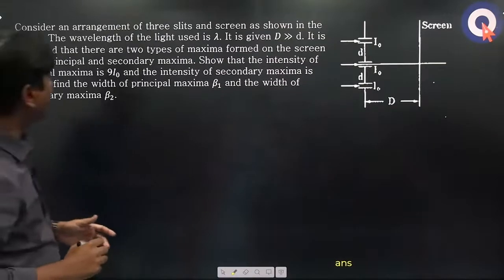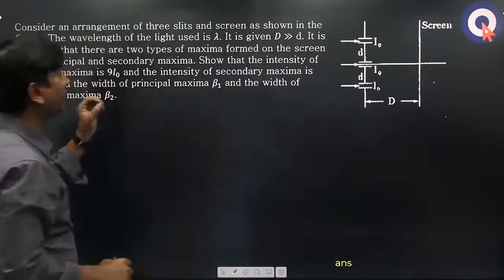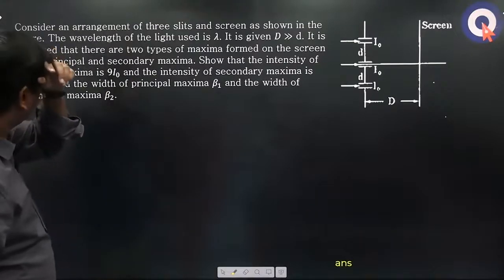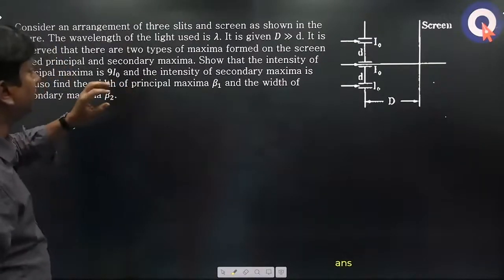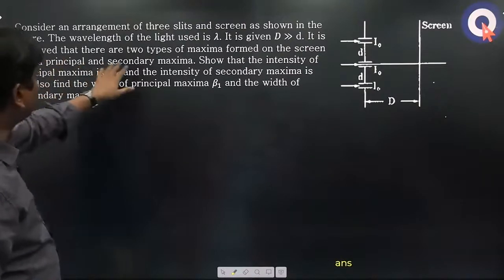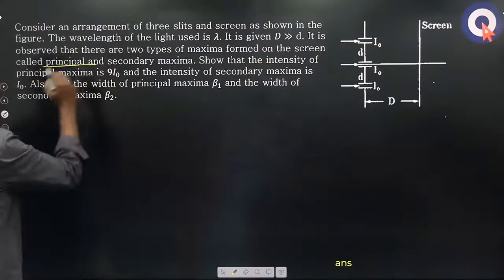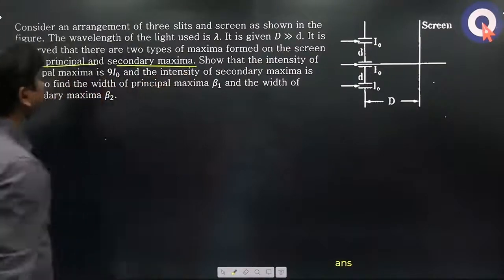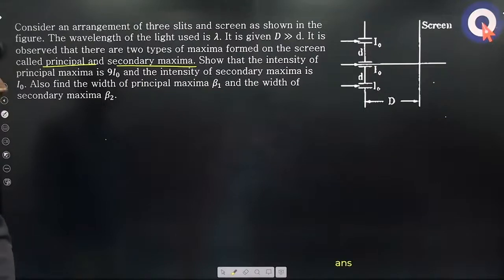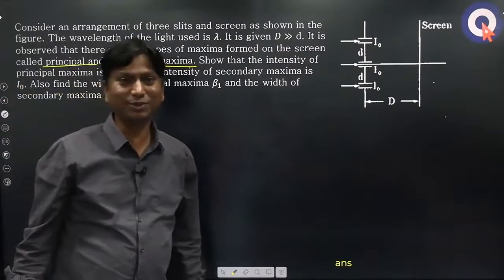So consider an arrangement of 3 slits. There are actually 3 slits, and a screen as shown in the figure. The wavelength of the light used is lambda. It is given that capital D is far greater than small d. It is observed that there are 2 types of maxima formed on the screen, called principal maxima and also secondary maxima. Okay, something like the same model of the concept we will be seeing in the Fraunhofer diffraction also.